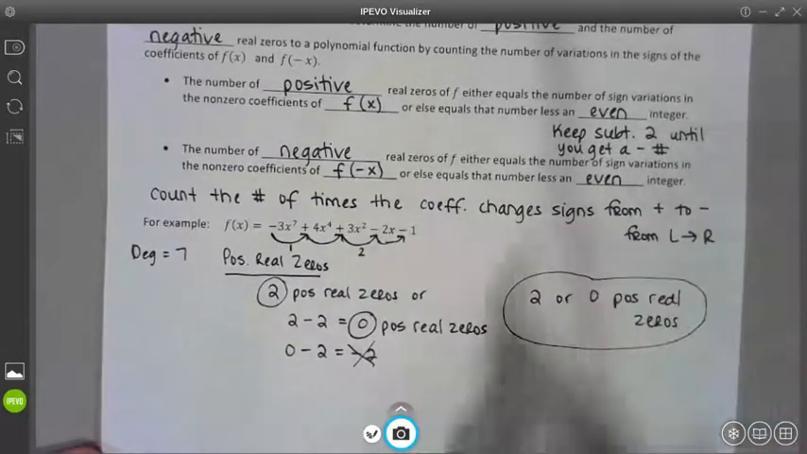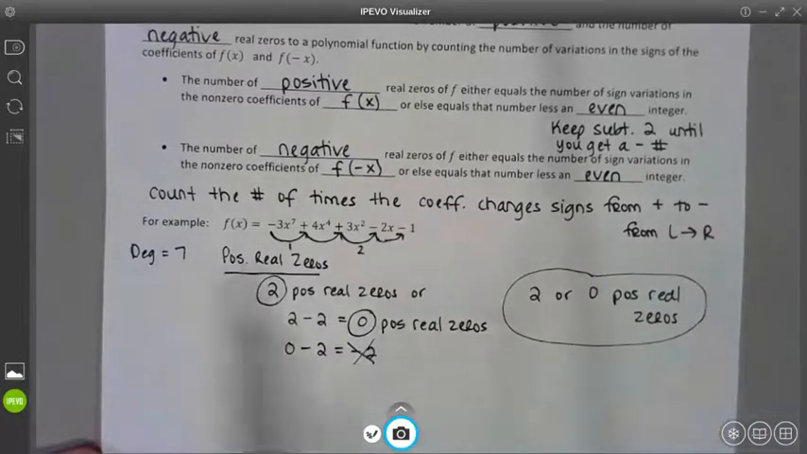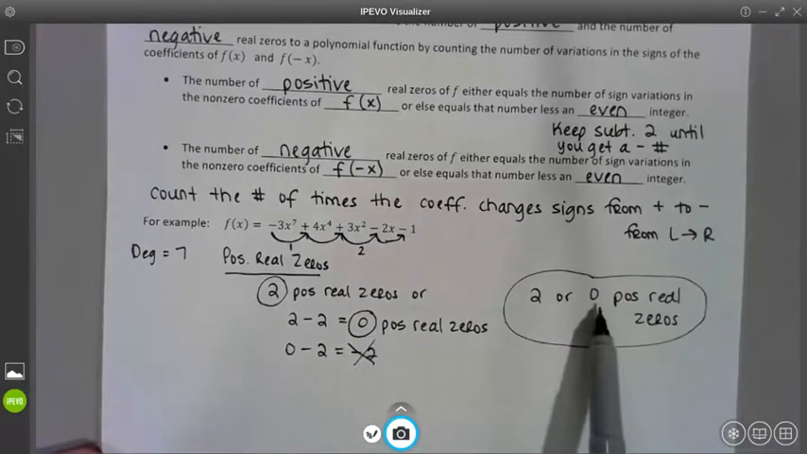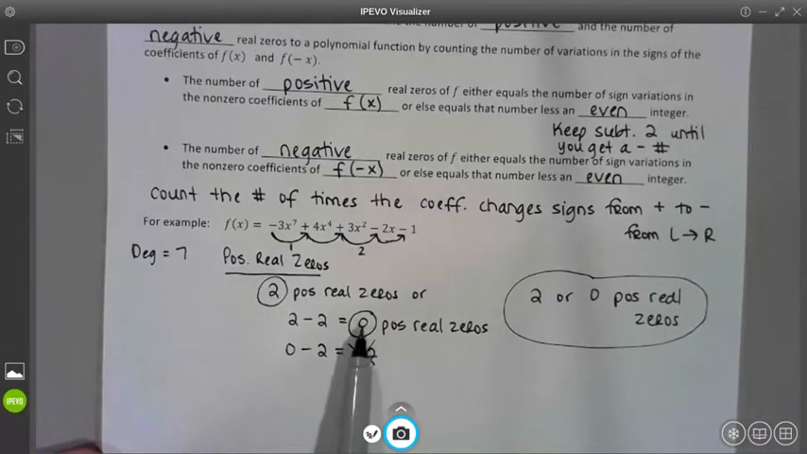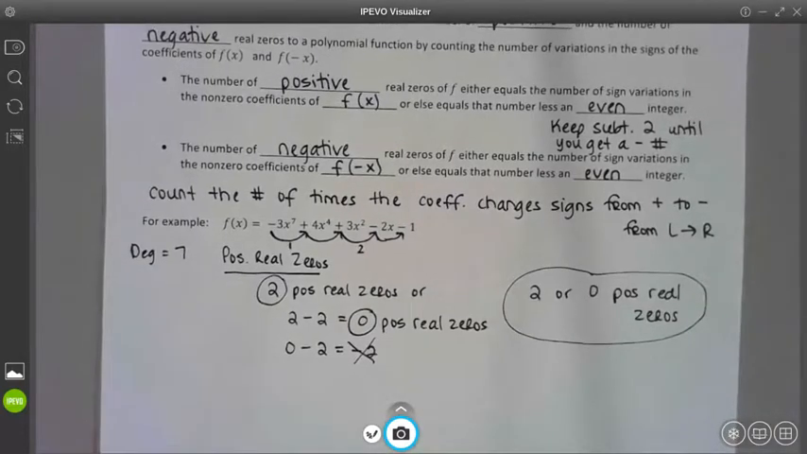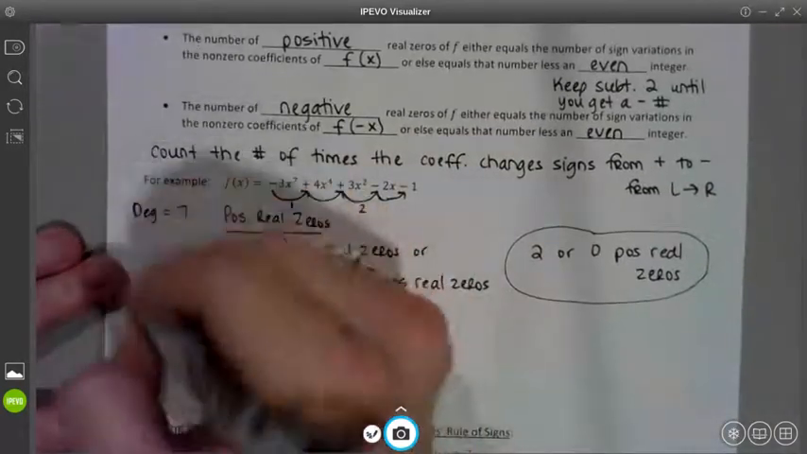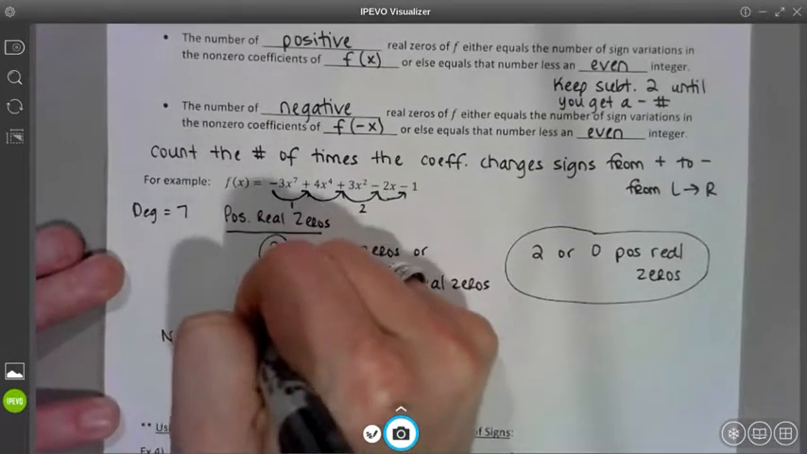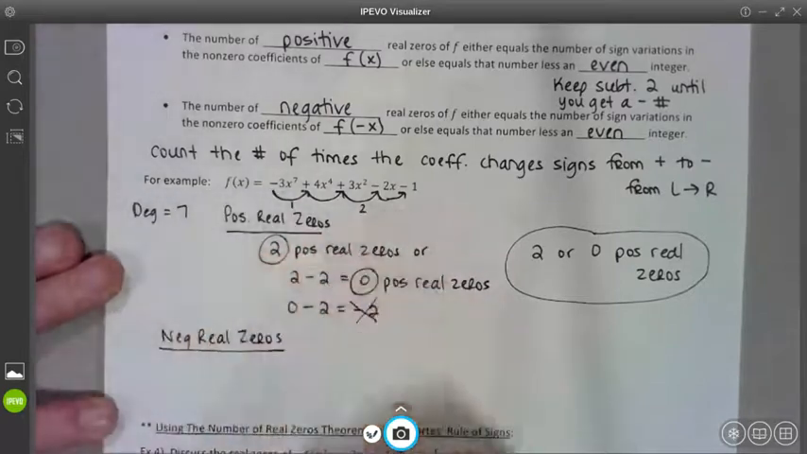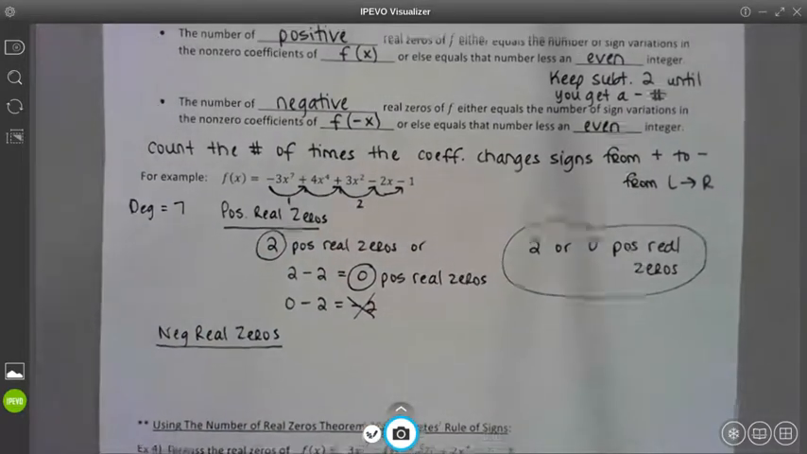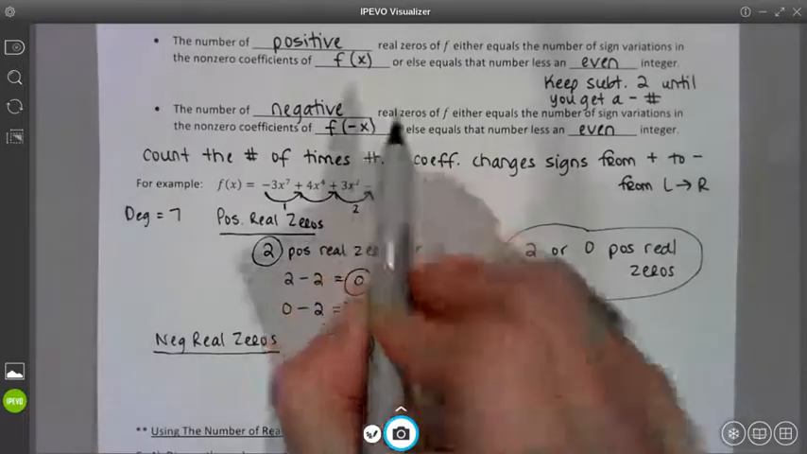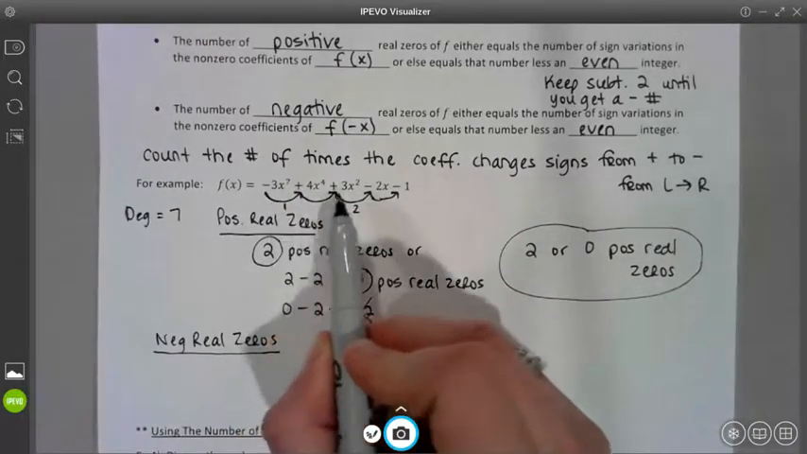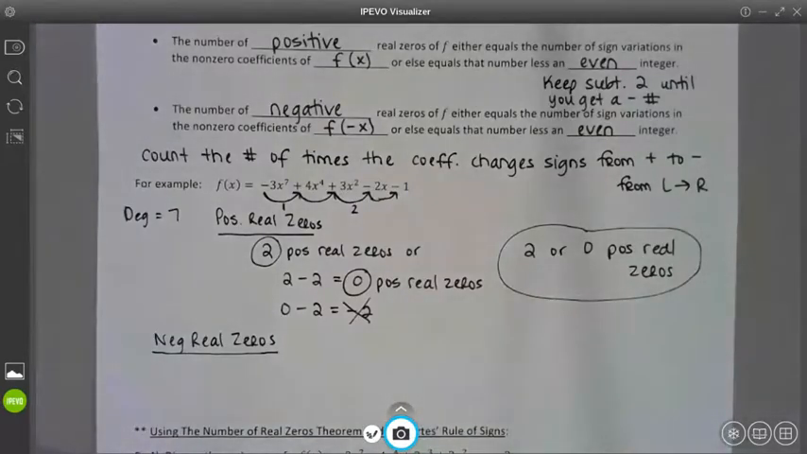According to Descartes' rule of signs, out of those 7 possible real zeros, either 2 of them will be positive or none of them will be positive. Now, in order to count 0 as an answer, you have to land on it in this subtraction. Well, what about the number of negative real zeros? For the number of negative real zeros, you have to look at the function f of the opposite of x. So if I plug the opposite of x into this function, what does the new function look like? And then it's those coefficients that you count the number of sign changes to.